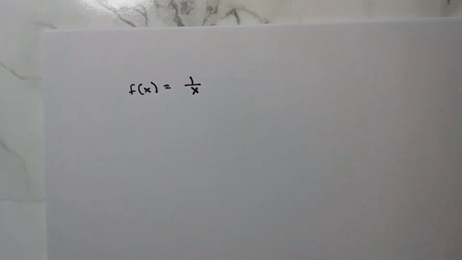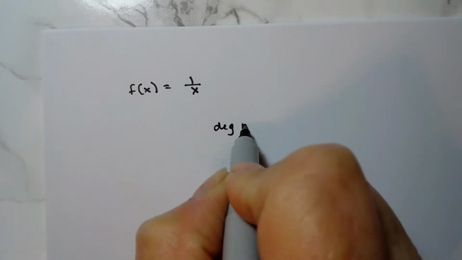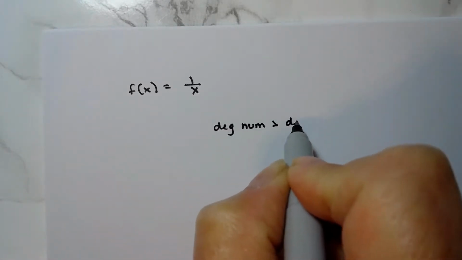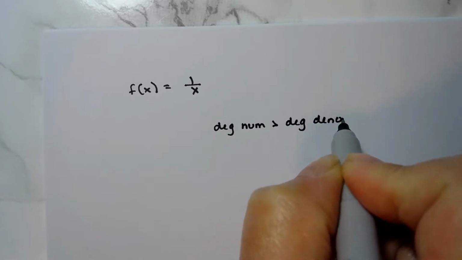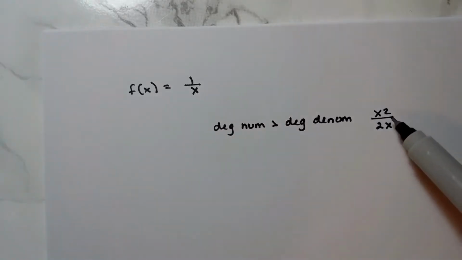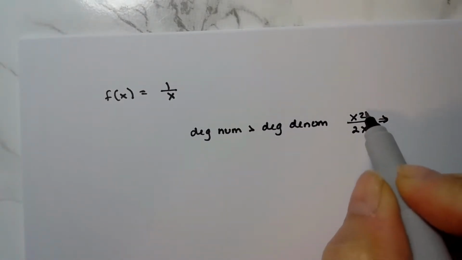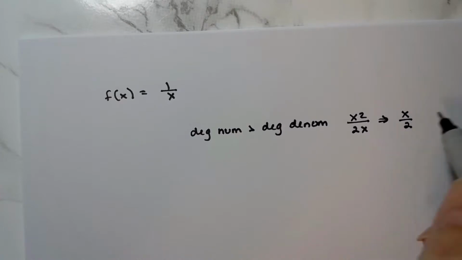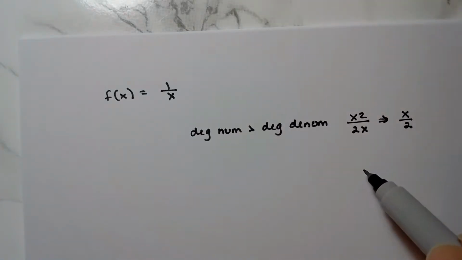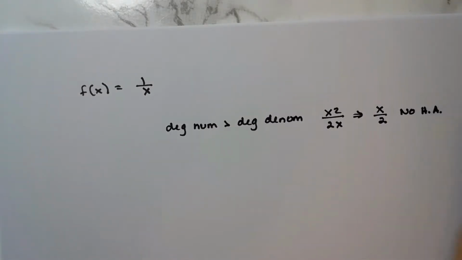When you were in algebra, you learned a couple of things about horizontal asymptotes. If the degree of the numerator is greater than the degree of the denominator, suppose you have x squared over 2x, the degree of the numerator is bigger. You could cancel an x for an x and have x over 2. So whenever the degree of the numerator is bigger than the degree of the denominator, there's going to be no horizontal asymptote. I'm going to denote that as HA for horizontal asymptote.